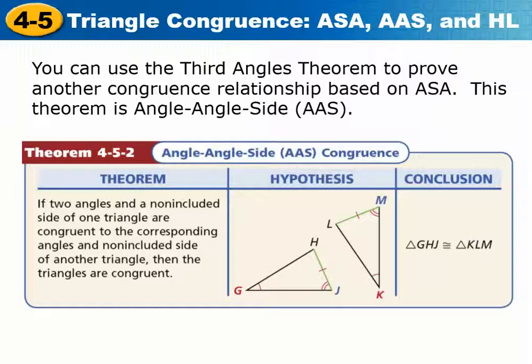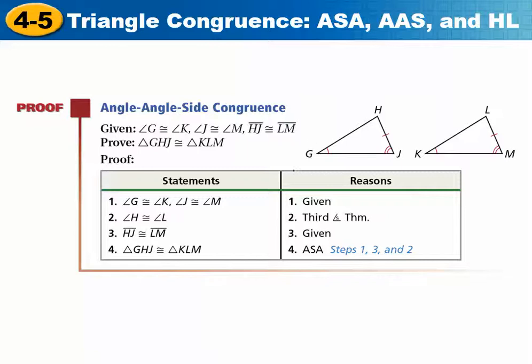Here is the third angles theorem, which you can use. If you use the third angles theorem, then you have another option, which is angle-angle-side. Angle-angle-side says that as long as you have two angles and a side, and the side doesn't have to be between them, then you have enough information to show that you have congruent triangles. The reason is that you can use the third angles theorem to say that the third angle is congruent to the other angle.